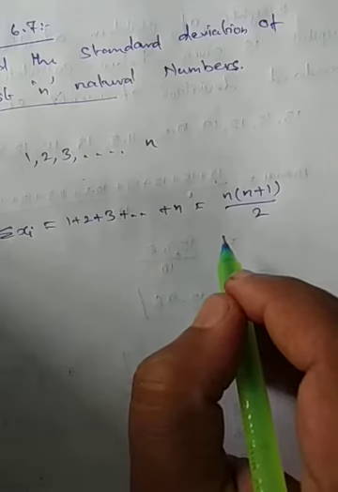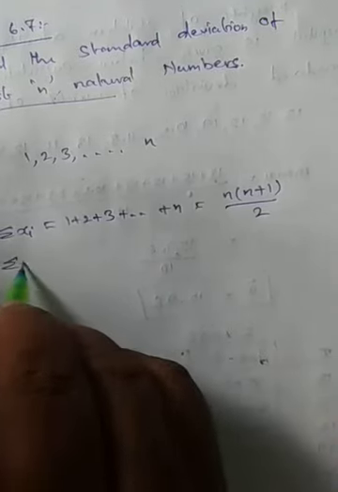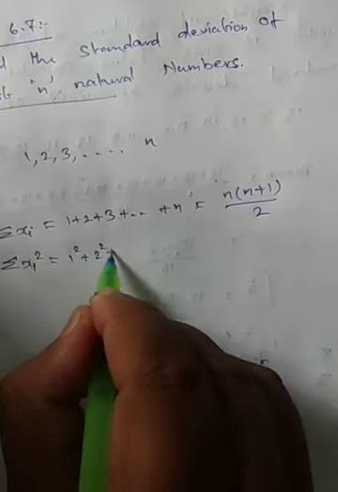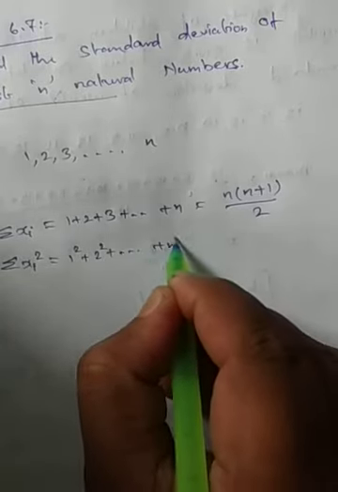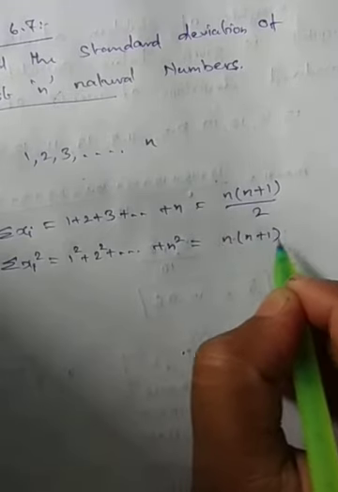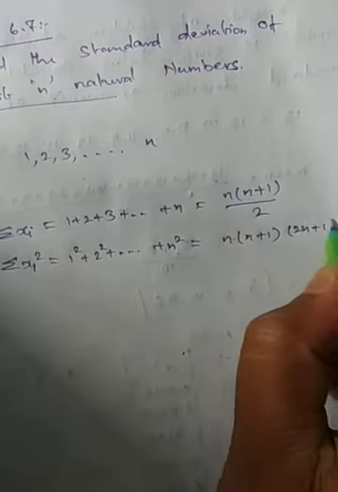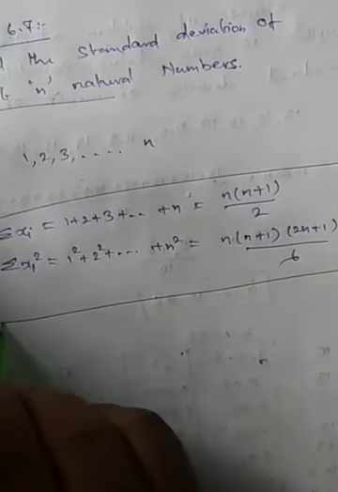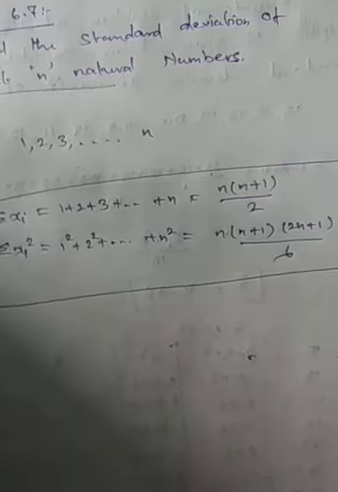And then next, sigma xi square. What's the formula? 1 square plus 2 square plus so on plus n square. What's the formula we are having? n into n plus 1 into 2n plus 1 by 6. This is the formula we know. In 10th standard, we did this problem itself. Now we are doing this one. So this is the formula.